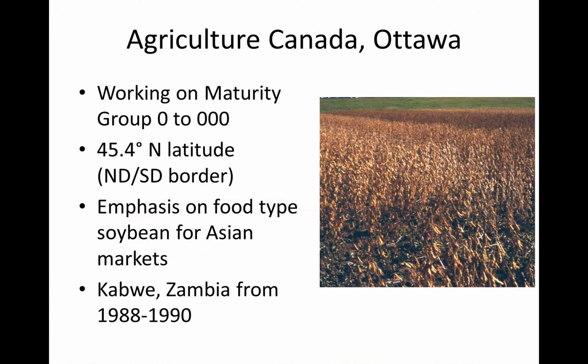So I am working with Agriculture and Agri-Food Canada in Ottawa. My work is with maturity group 0 to 000. I'm at about 45 degrees north latitude. To place that in the U.S., it's the North Dakota-South Dakota border. And I've got an emphasis on food type soybeans, especially those for the Asian export markets. I spent 3 years in Kabwe, Zambia, working with soybean research there, and so that's part of my interest in this group.